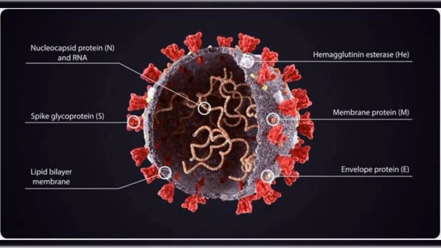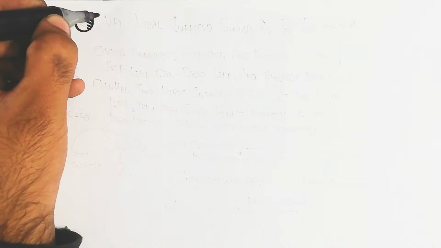First of all, you can understand from this picture. This is a virus and it contains spike protein, nucleocapsid protein, and RNA, and spike glycoprotein, lipid bilayer, the membrane protein, the envelope protein, and the hemagglutinin esterase, for example, a specific enzyme.